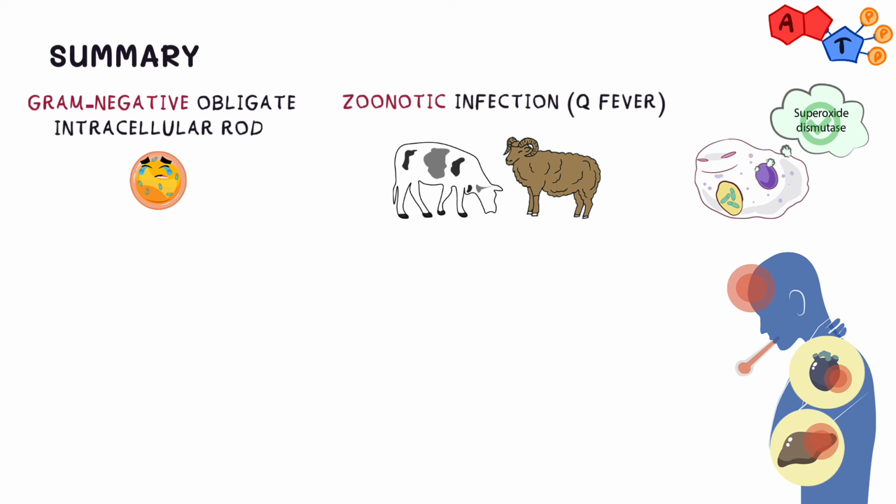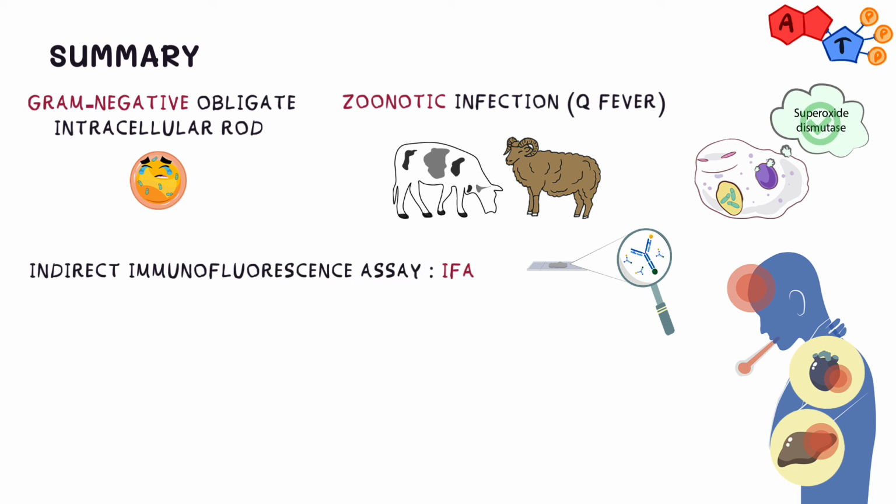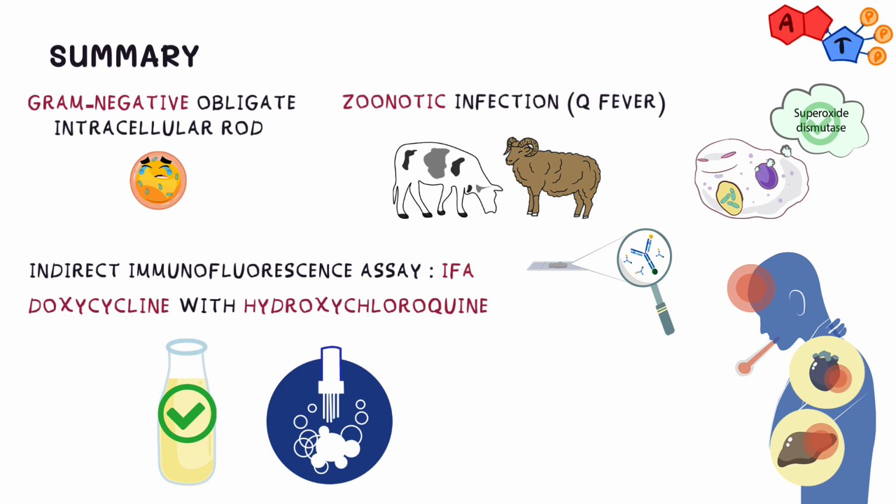The main method of diagnosis is indirect immunofluorescence assay, and for the treatment, the acute form is treated with doxycycline, while the chronic form is treated with combination of doxycycline and hydroxychloroquine. As for prevention, these include avoiding raw milk consumption and good hygiene.